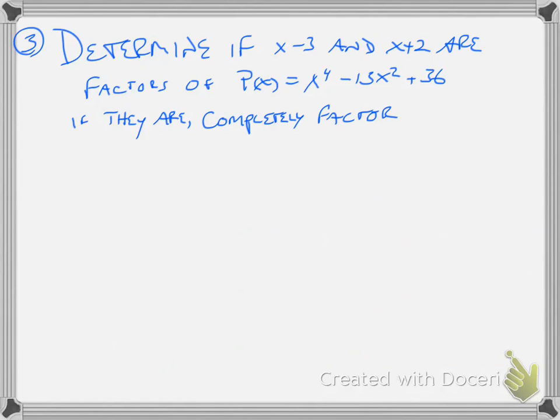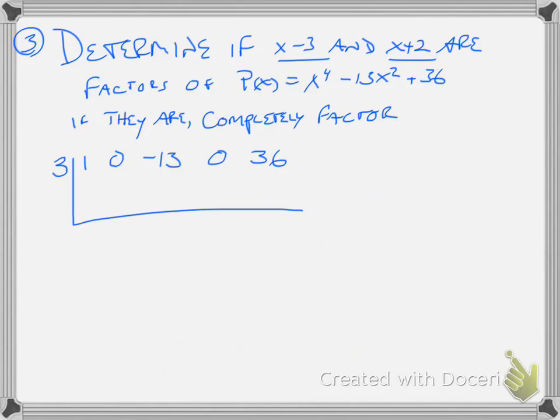Okay, I need to determine if x minus 3 and x plus 2 are factors, and if they are, I need to completely factor. Well, I'm going to use synthetic division. Doesn't matter which one you use first. I'm first going to go with 3 here. And my coefficients, there are missing terms, so I have a 1, and then the x cubed term is missing. My x squared term is negative 13. My x term is missing, and my constant is 36.